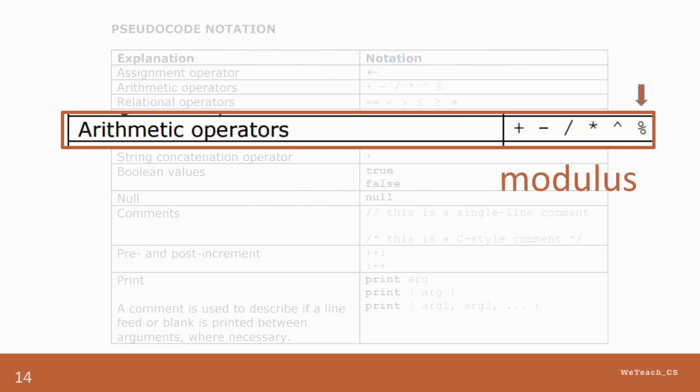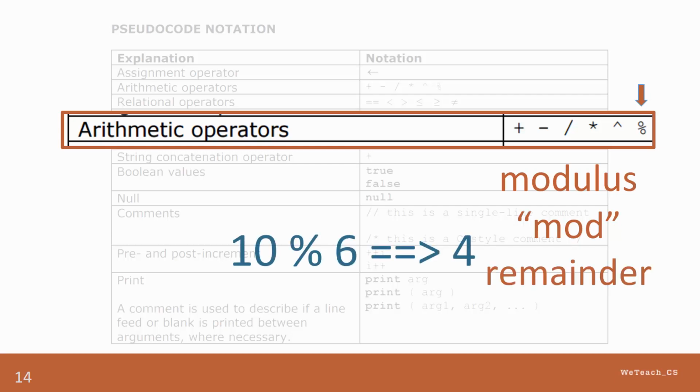The last operator is the modulus, or mod for short, which simply performs a division operation, but takes the remainder value as the answer. For example, 10 mod 6 has a resulting answer of 4, since 4 is the remainder after dividing 10 by 6. If you do 6 mod 10, the mod answer is 6. Think about it.